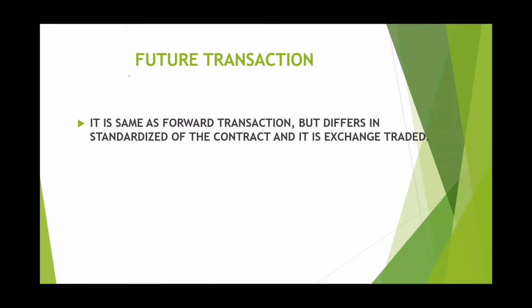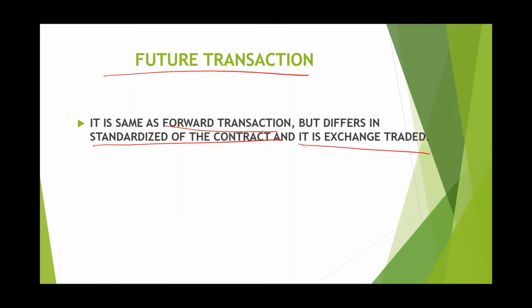Now we'll move to the future transaction and we'll analyze the settlement dates over there. The future transaction is the same as the forward transaction only, but it differs in two aspects. One is the standardization of the contract. Secondly, it is exchange traded.